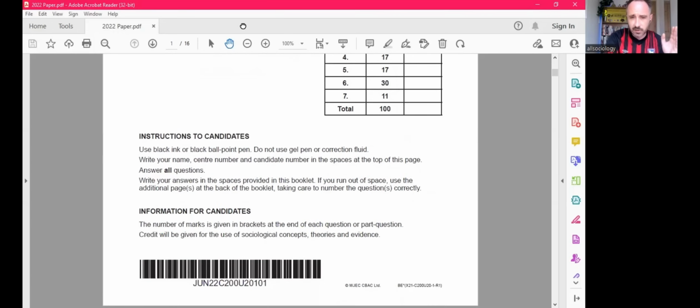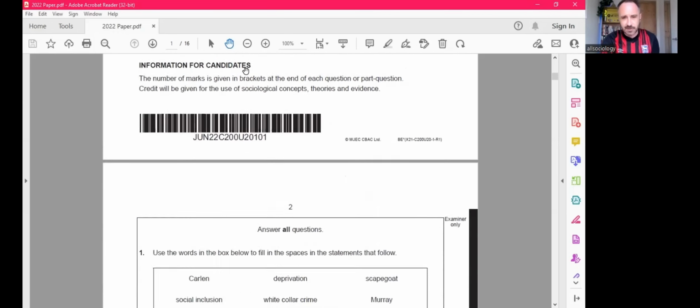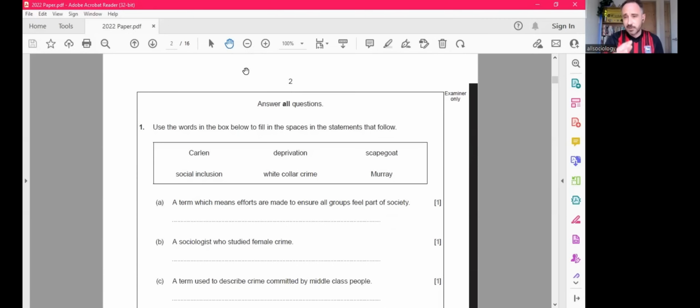So let's get into the actual paper itself and have a look at the first question. As I did with my previous video on Paper 1, I've gone through and got a copy of the paper here and written my own notes on it. So you might be able to see that there, maybe not. I've written my answers to these questions, just to remind me how I would go about it.